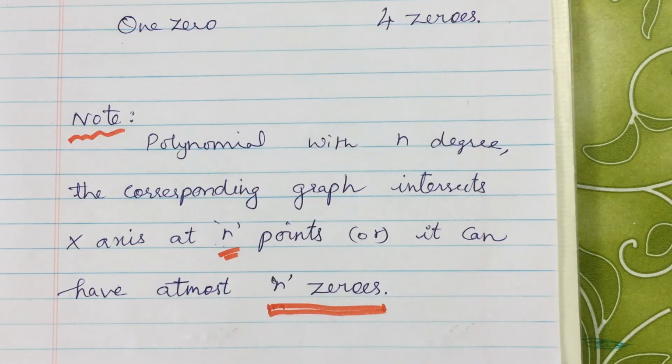So you should note down this point: if you are going to find zeros for a polynomial of degree n, it will cut the x-axis at n points, or it can have at most n zeros. That is, the maximum number of zeros it can have is n, because that is the degree of the given polynomial.